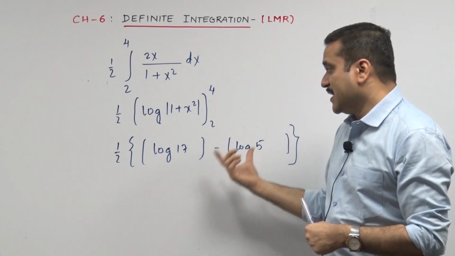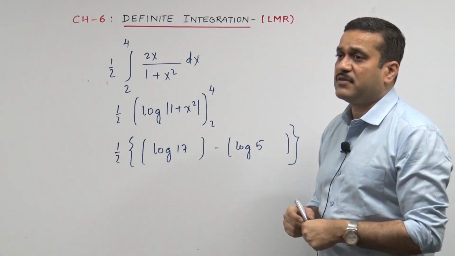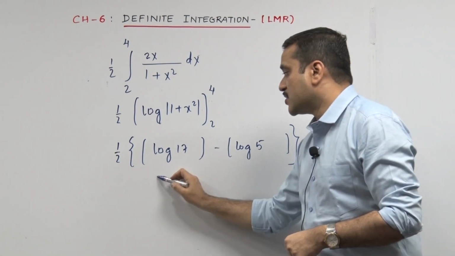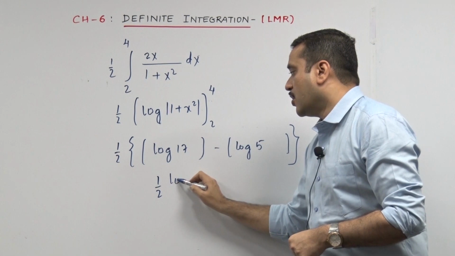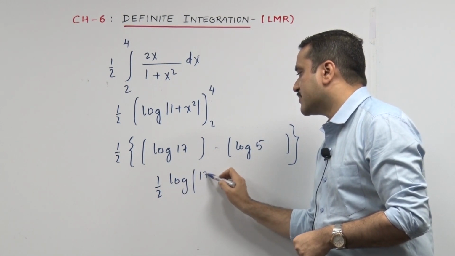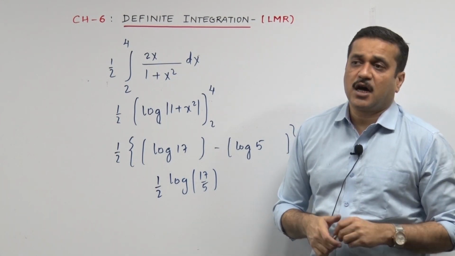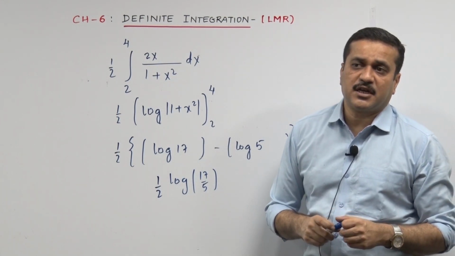But now inside that I am seeing log a minus log b, which everybody should be comfortable. You can compress it into log of a upon b. So the end answer goes half log 17 upon 5. So that was pretty simple. Only thing we just got to see the working. How do you work out a sum in a definite integration?